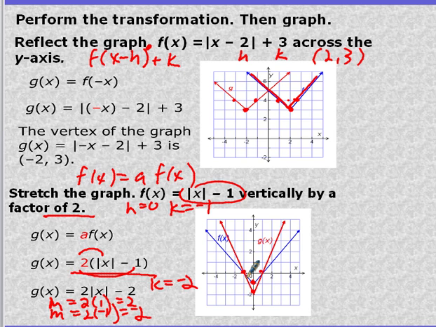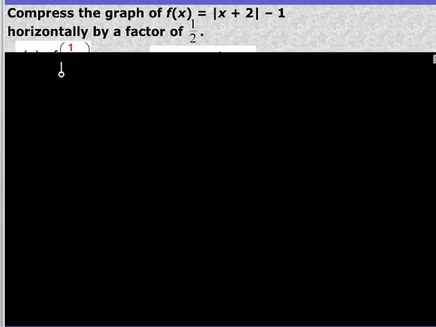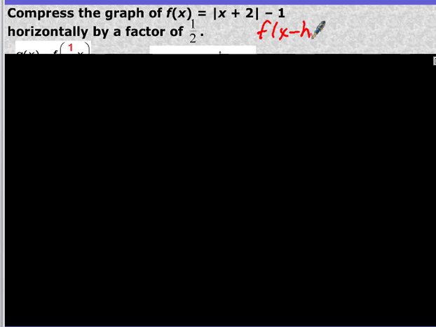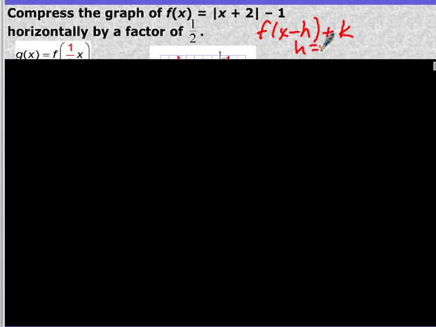Okay, I think I have one more example. Compress the graph of f(x) = |x + 2| - 1 horizontally by a factor of 1/2. So again, if we have f(x) = |x - h| + k, we can see that our h was a negative 2, since this is now positive, and our k is going to be a negative 1. So we've moved left 2 and down 1.